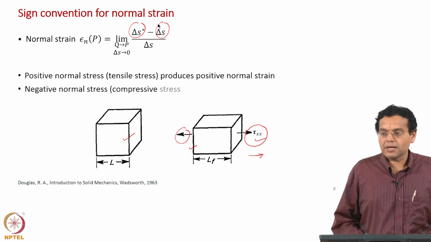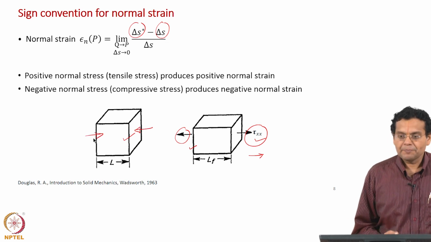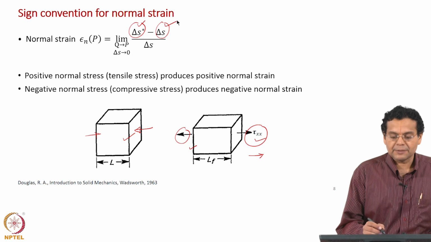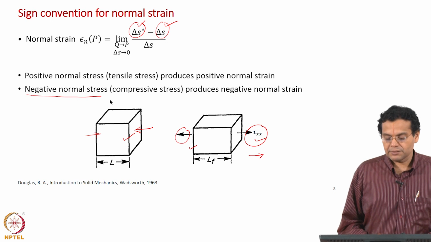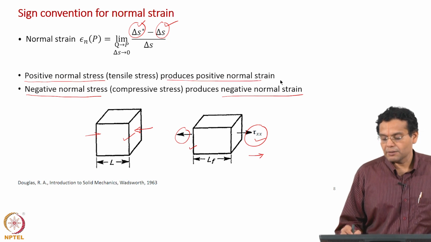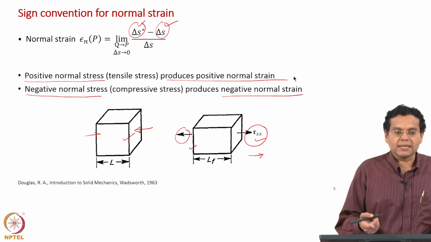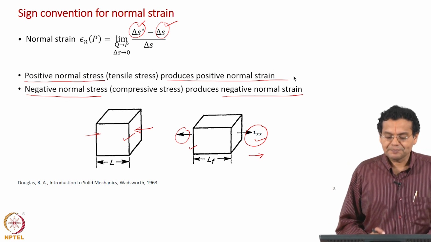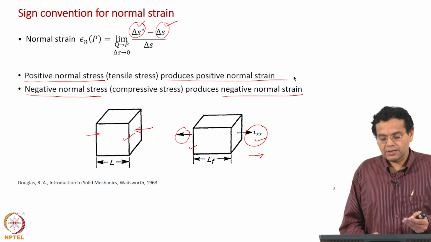Negative normal stress, what does it mean? Suppose you apply a compressive stress, the length will decrease. When length decreases, delta s star will be less than delta s, so this will be a negative value. So, negative normal stress, also called compressive stress, produces negative normal strain, just like positive normal stress produced a positive normal strain. We could have defined the sign, for example, as delta s minus delta s star, but we defined it as final length minus initial length, which looks more logical anyway, and the sign convention associated with the strain goes in line with that for the stress as well.